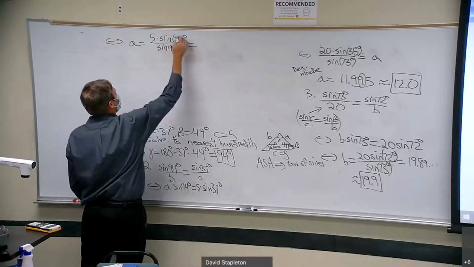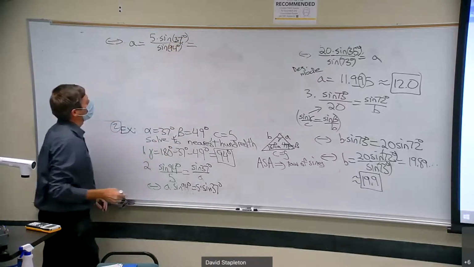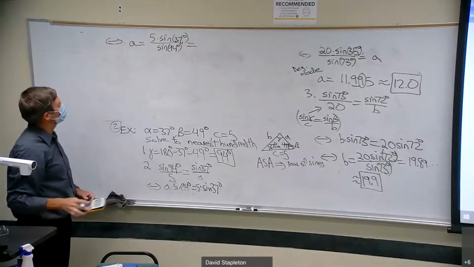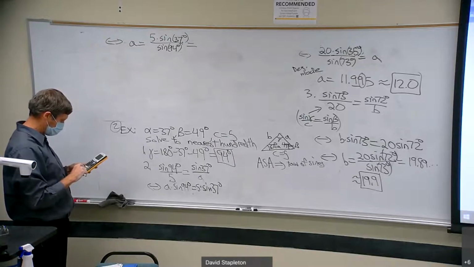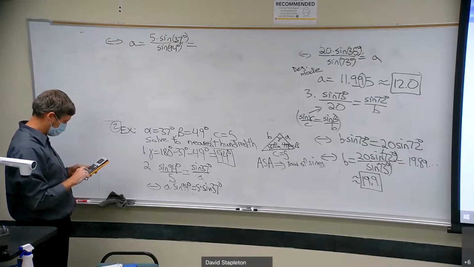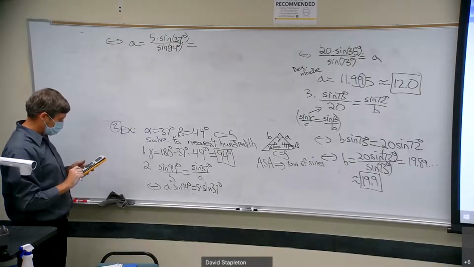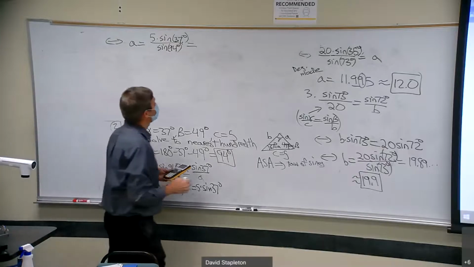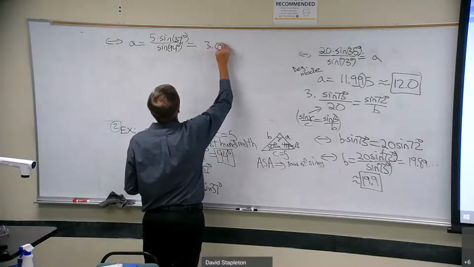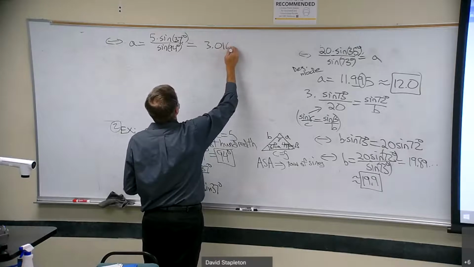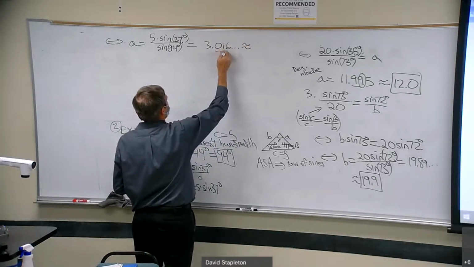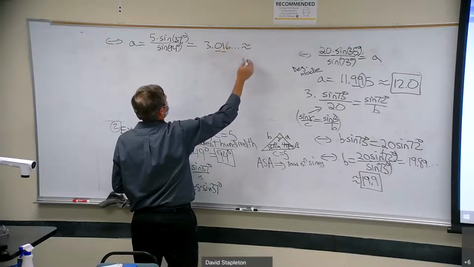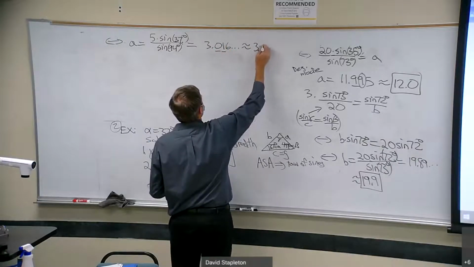Now I make sure to close the parentheses on these when I run the calculator. I can do the multiplication and division in either order, it doesn't matter. So 5 sine 37 divided by sine 94, 3.016. I'm rounding it to the nearest hundredth. Here's tenths, here's hundredths. The next digit is 6, so I'm going to round it up and call this 3.02.